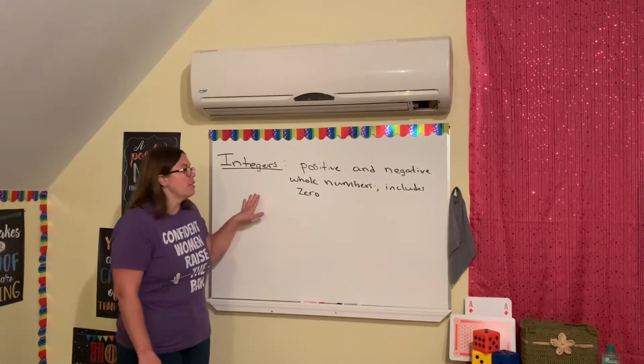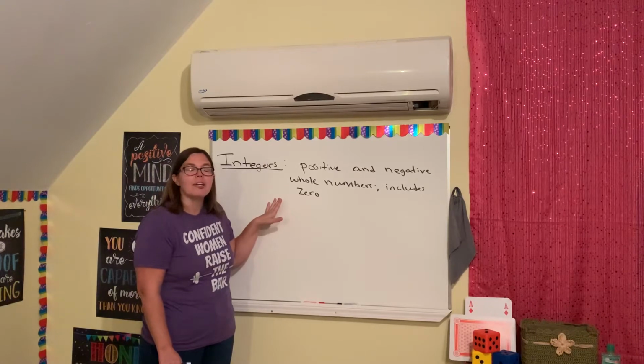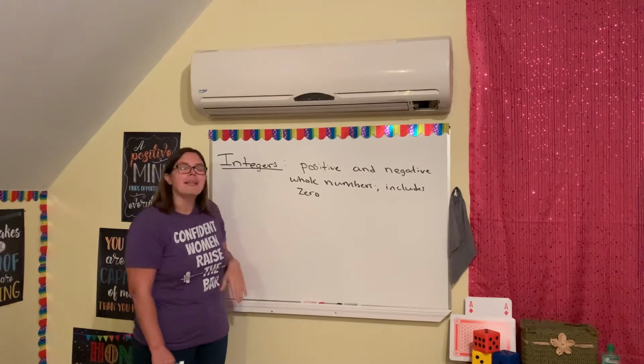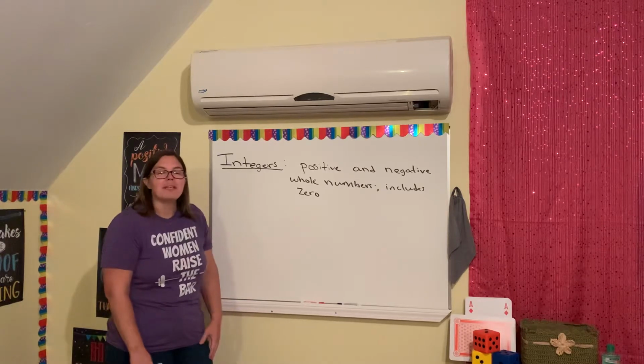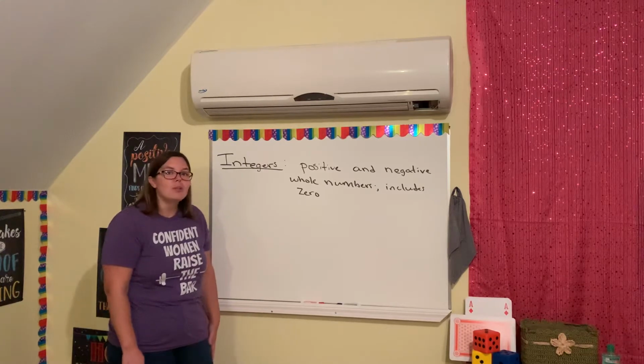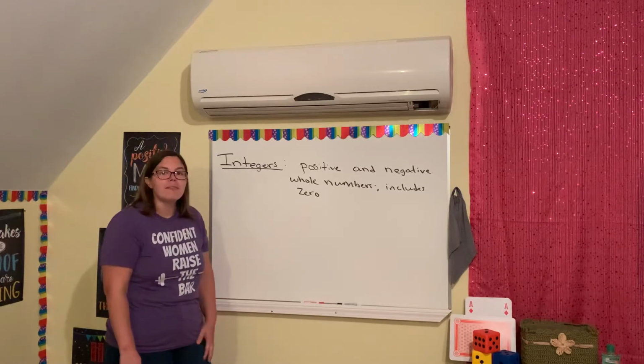So integers, they are positive and negative whole numbers, and they include 0. Integers is just a fancy word for a number. You've been dealing with integers since preschool. 2, 4, 5, -4, -3.